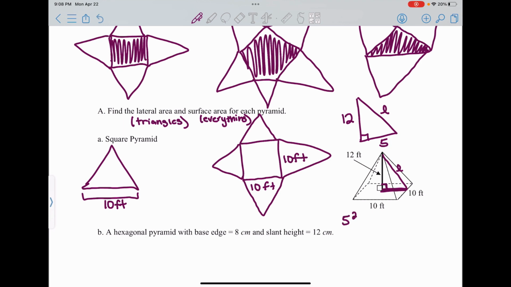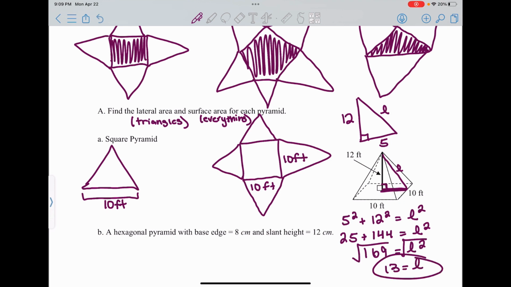So 5 squared plus 12 squared equals L squared. 5 squared is 25. 12 squared is 144, equal to L squared. 25 plus 144 is 169. And to get rid of a square, we square root both sides, giving me that my slant height is 13. And this tells me that the height of each of my lateral faces is 13 feet.